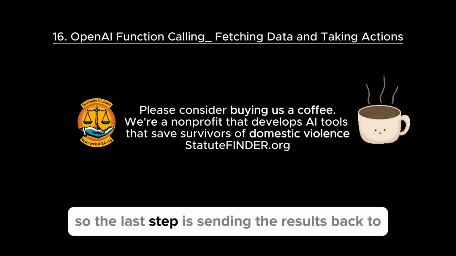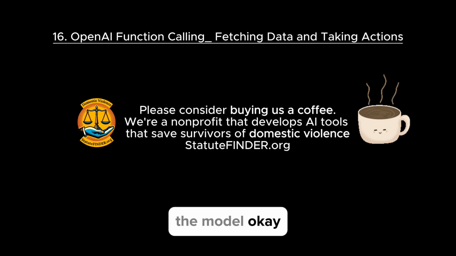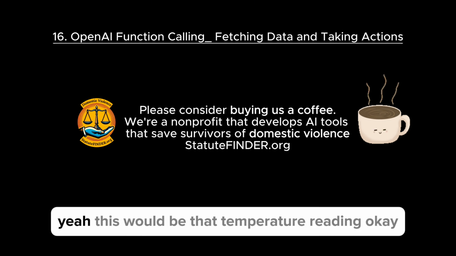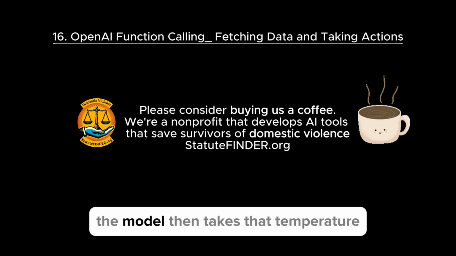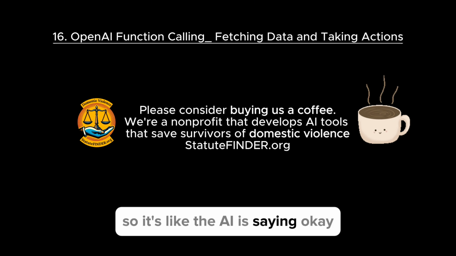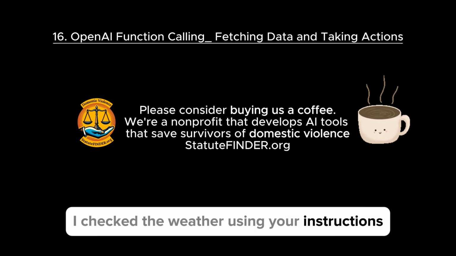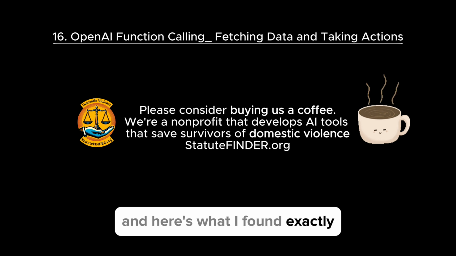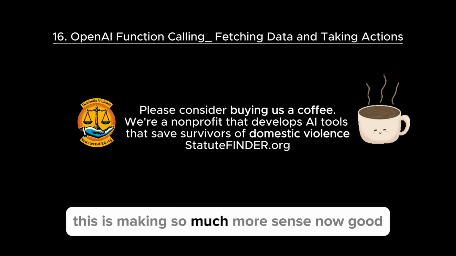The last step is sending the results back to the model. So in our weather example, this would be that temperature reading. The model then takes that temperature and uses it to give you the final answer. So it's like the AI is saying, okay, I checked the weather using your instructions and here's what I found. Exactly. It's a team effort. This is making so much more sense now.